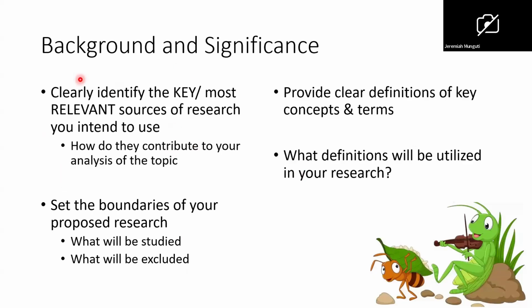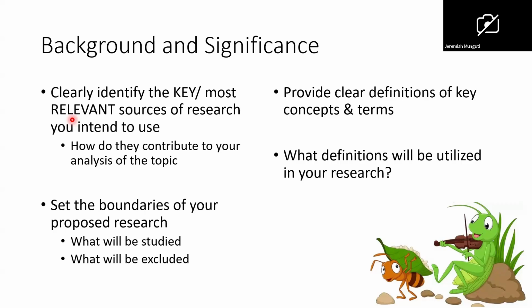Therefore, concluding about the background and significance, we are saying clearly identify the key or most relevant sources of research you intend to use. These are the people we call the authorities in a particular field. There's a guy who has written quite a lot about rheumatoid arthritis in Africa, such that every paper you research in the major journals, whether it's JAMA or Lancet, you'll find his name there. He's done original research, he's done meta-analysis. So if you are to miss any of his publications, then the question comes, have you really done your research well?